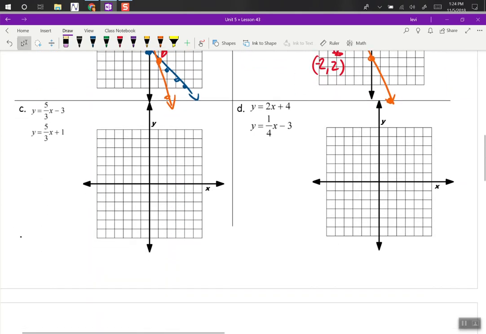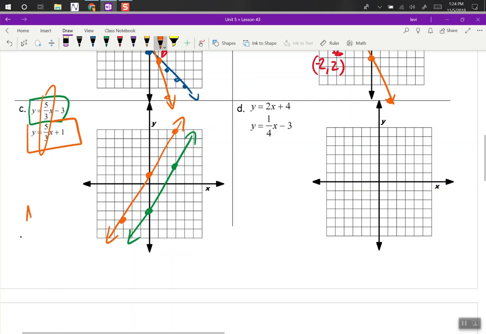C, we've got an equation, y-intercept is -3, slope is up 5, right 3. And our other equation, y-intercept is 1, and the slope is up 5, right 3, down 5, left 3. And what do we notice about these two slopes? We've got the same slope, so these are parallel lines, which means we have no solutions, because the lines are parallel, they won't run into each other.